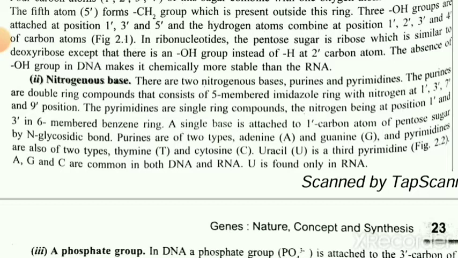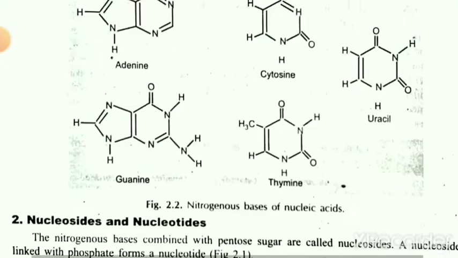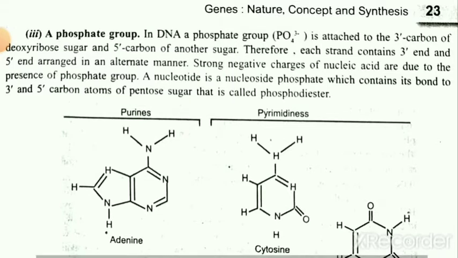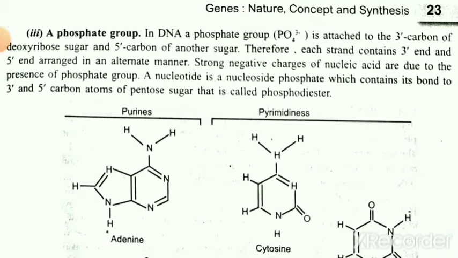3. A phosphate group. In DNA, a phosphate group PO4 3- is attached to the 3' carbon of a deoxyribose sugar and the 5' carbon of another sugar. Therefore, each strand contains 3' ends and 5' ends arranged in an alternate manner. Strong negative charges of nucleic acid are due to the presence of the phosphate group. A nucleotide is a nucleoside phosphate which contains a bond to the 3' and 5' carbon atoms of pentose sugar that is called phosphodiester. See Figure 2.2, Nitrogenous bases of nucleic acid.